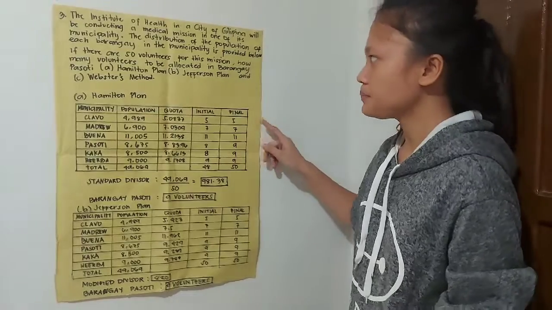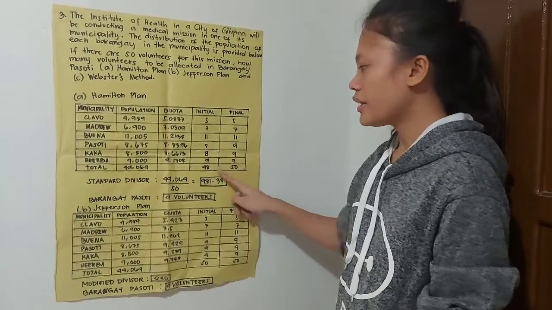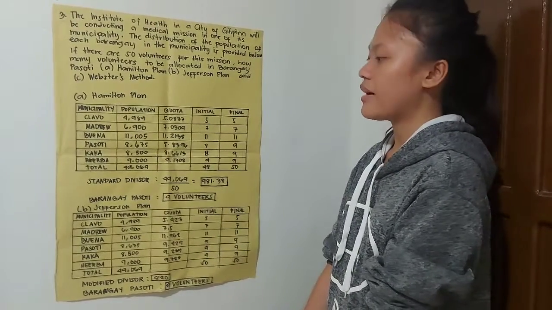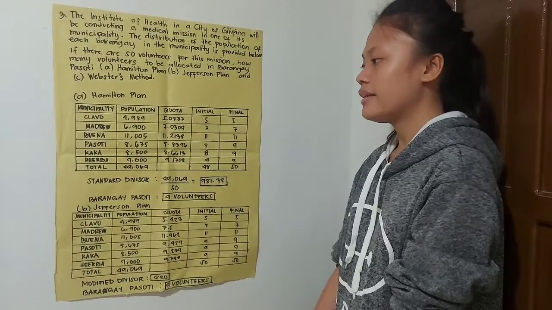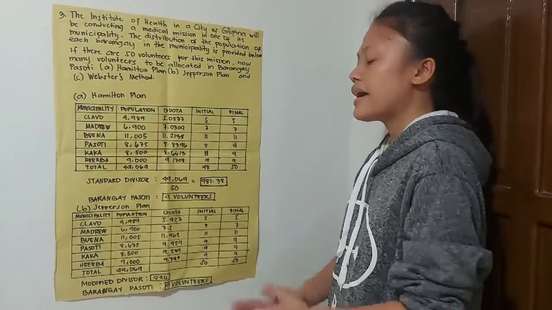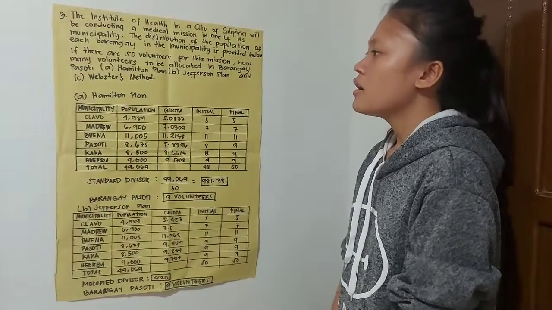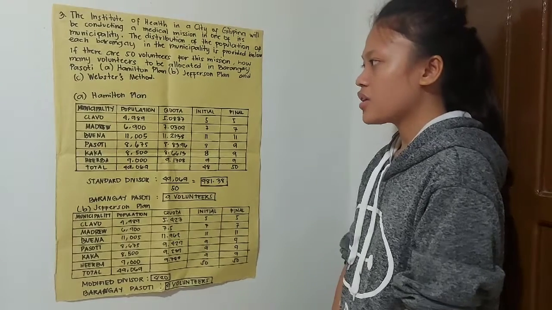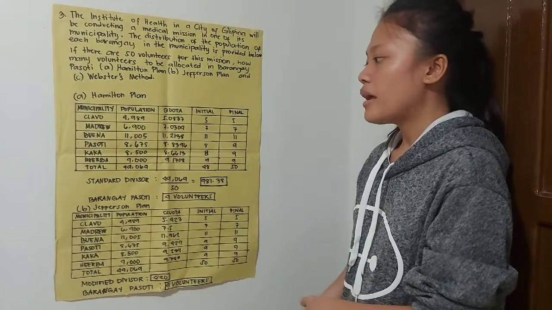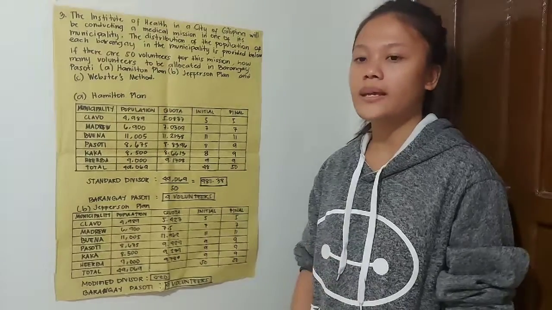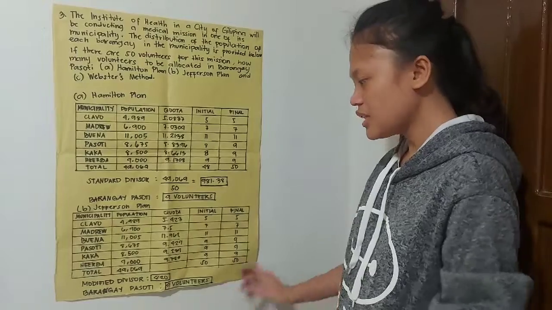So our final volunteers for these municipalities are: Calavo can have 5 volunteers, Dumadro can have 7, Buene can have 11, Pasate can have 9, Caca can have 9, and Hirba can also have 9, which is a total of 50 volunteers. And the question here is, how many volunteers are to be allocated in Barangay Pasate? For the Hamilton Plan, we can have 9 volunteers for the municipality of Pasate. Now, moving on to our Jefferson Plan.